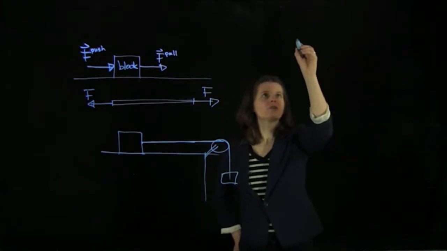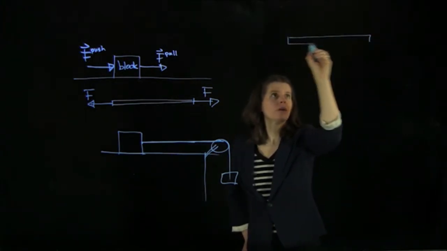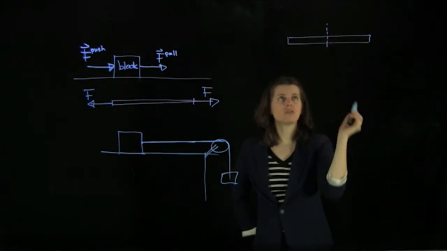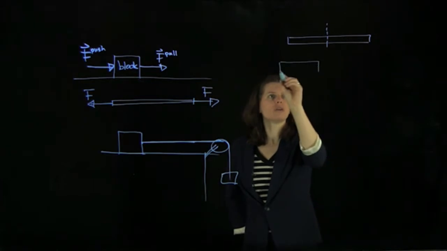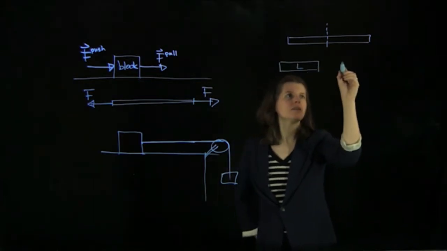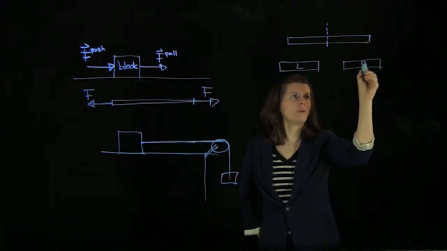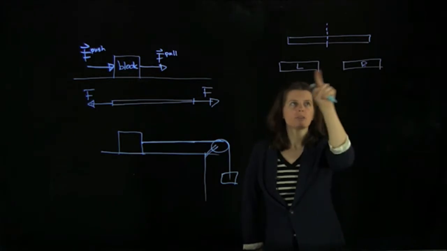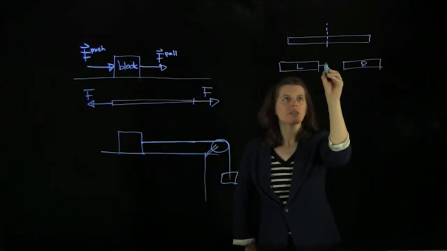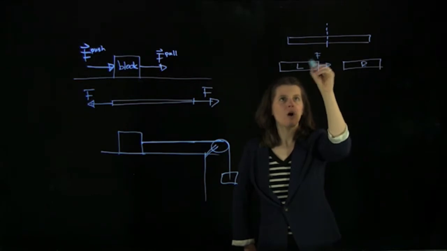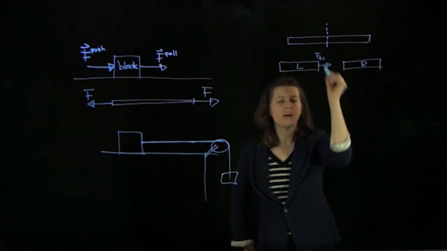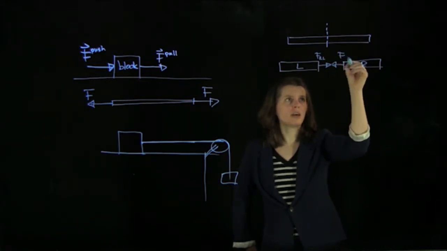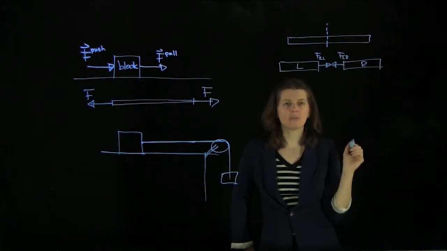So let's draw another string. And this is our string. And let's take an imaginary cut right through the middle here. I'm going to draw both pieces here. This is the left part, and here is the right part. And what's happening in this rope now? Well, there is a force acting on the left object due to the interaction with the right one. And here we have a force on the right one due to the interaction with the left piece.